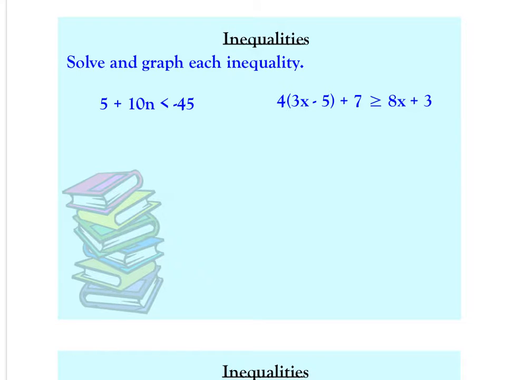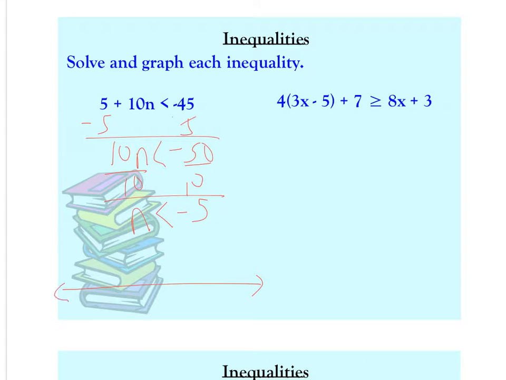Alright, let's look at some more examples to try to bring that understanding home. So here I want to solve for n, so we're going to move that 5 over, and I get 10n is less than. All we're doing is subtracting 5, so negative 50. And then divide by a positive 10. Since I'm dividing by a positive 10, there's no reason to flip the sign. So I get n is less than negative 5. Always read it with the variable first, whether it's written on the left or the right. So n is less than means left, and it's going to be an open circle.